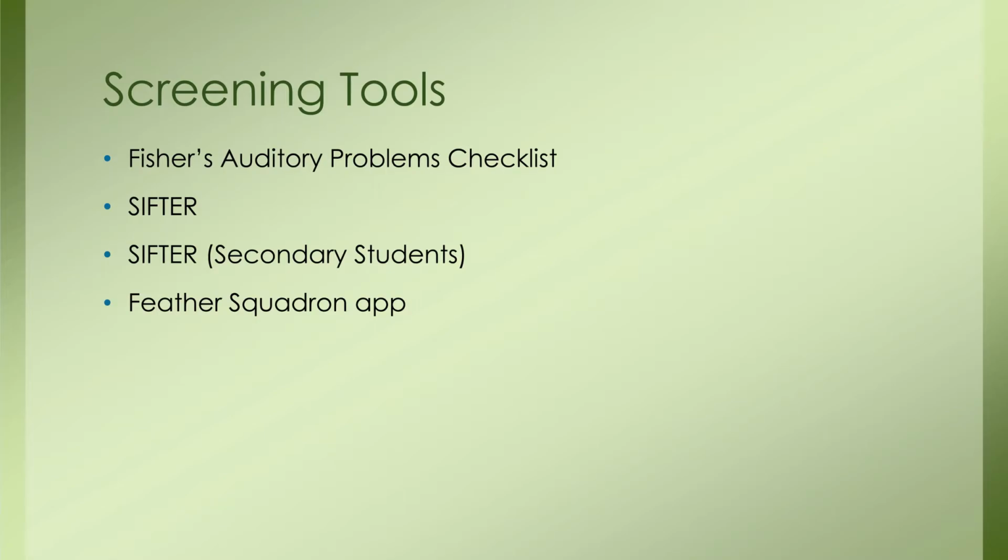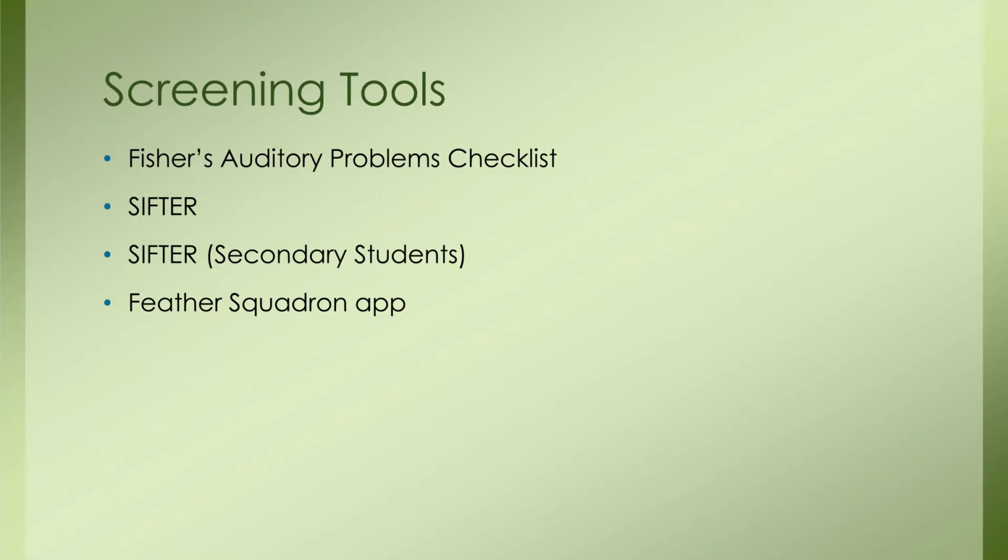So all of these tools are available for download from the dashboard with the exception of the Feather Squadron app. Fisher's Auditory Problems Checklist is a super easy questionnaire to fill out and score. It has norms from ages 5 to 12 years, and there are 25 questions to review, and you just check off if the item's of concern. Scoring information is on the checklist. The cutoff score for referral is 72%.